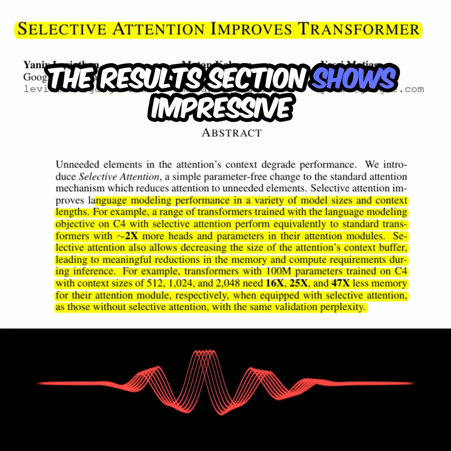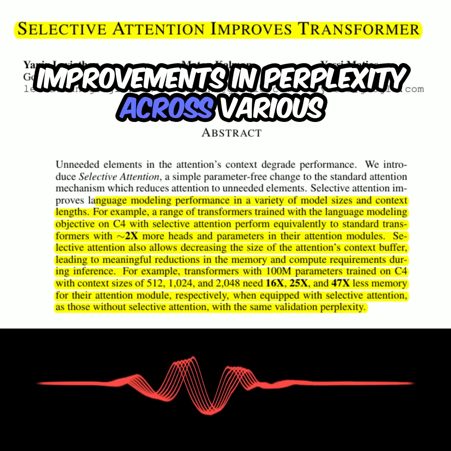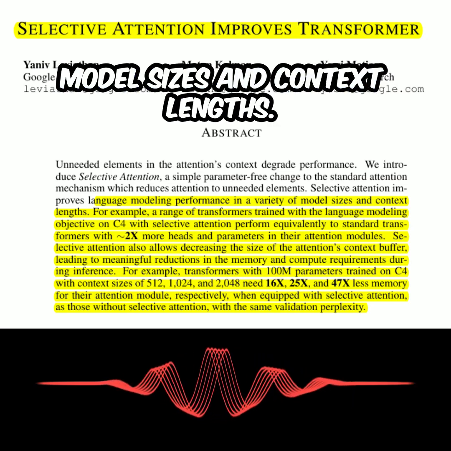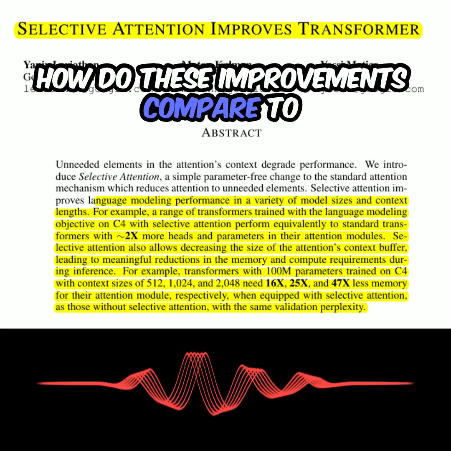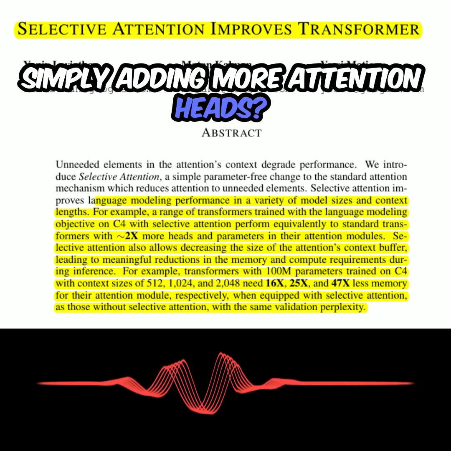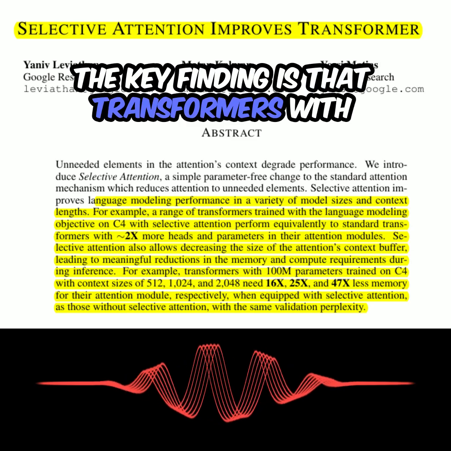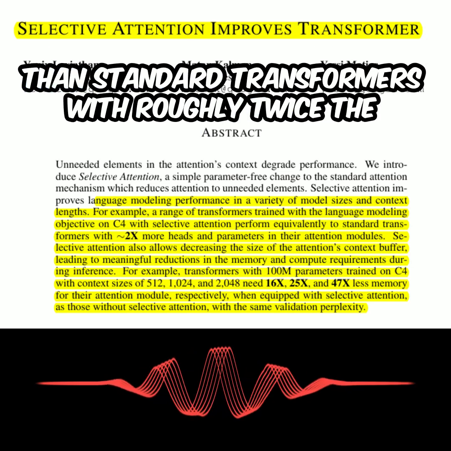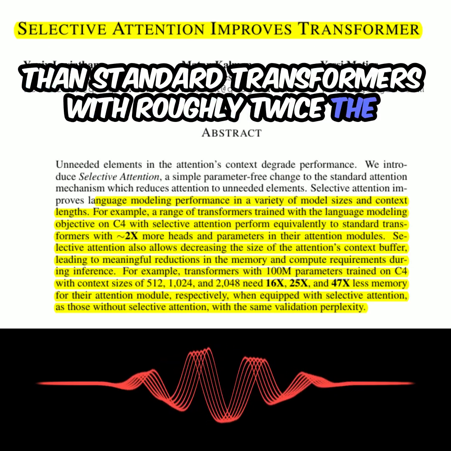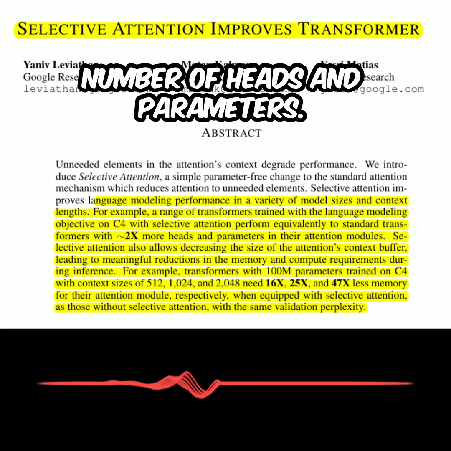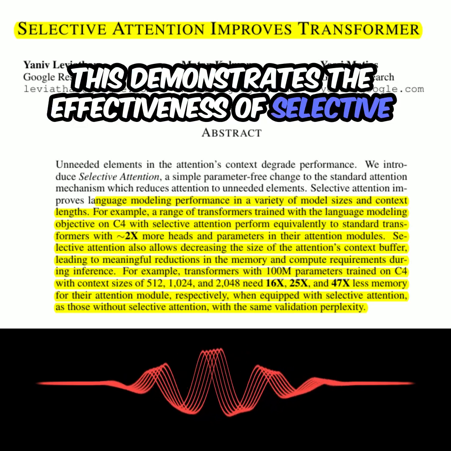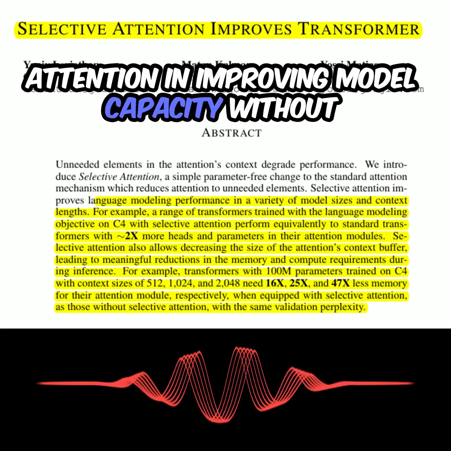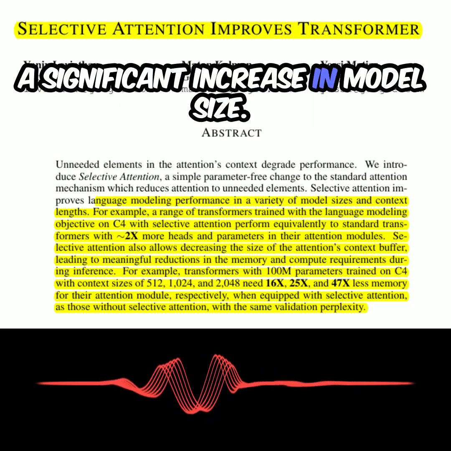The results section shows impressive improvements in perplexity across various model sizes and context lengths. How do these improvements compare to simply adding more attention heads? The key finding is that transformers with selective attention achieve comparable or better perplexity than standard transformers with roughly twice the number of heads and parameters. This demonstrates the effectiveness of selective attention in improving model capacity without a significant increase in model size.